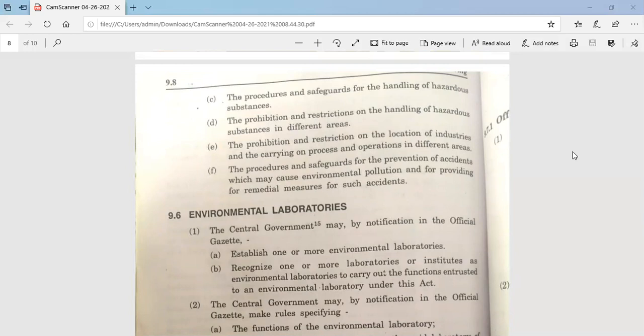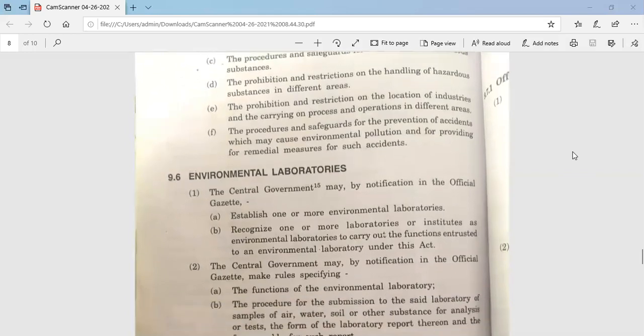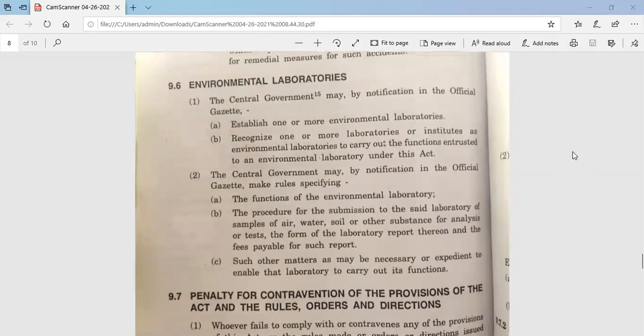the prohibition and restriction on the location of industries and carrying on of processes and operations in the different areas; the procedures and safeguards for the prevention of accidents which may cause environmental pollution and for providing for remedial measures for such accidents. There are some environmental laboratories.